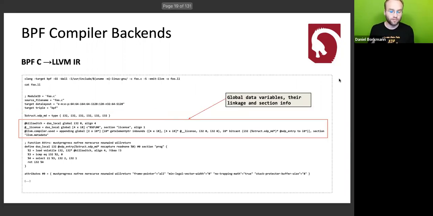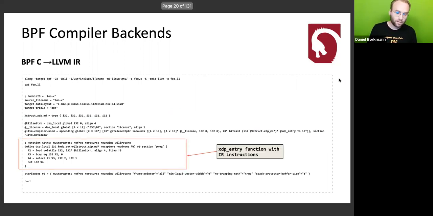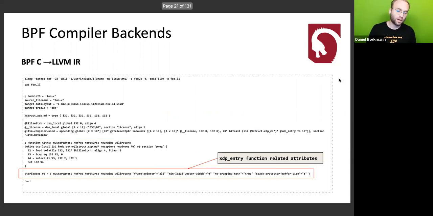You have a bunch of information around the global data, global variables in the different sections. And then you have the XDP entry function that I showed earlier in C. This is being translated here into the instructions for the intermediate representation. And last but not least, there are some attributes that are relevant for the function itself.